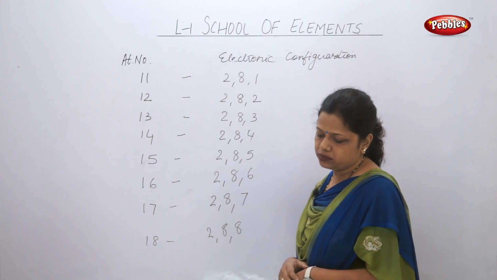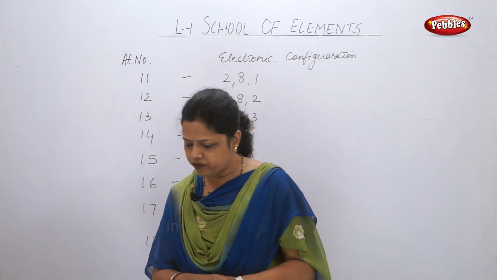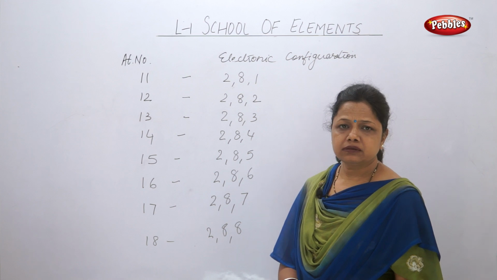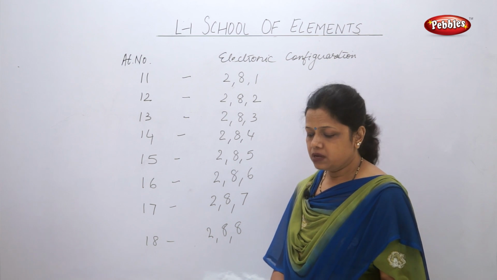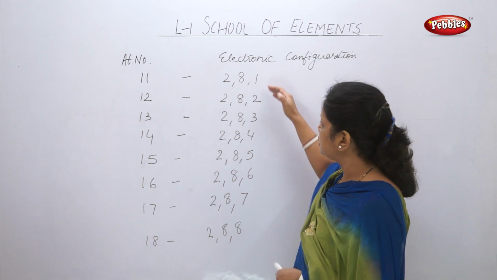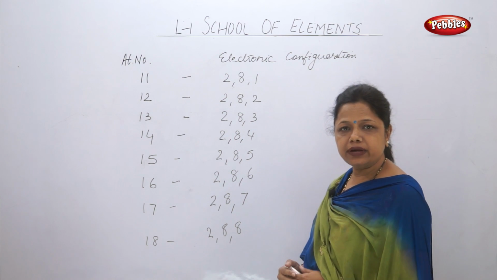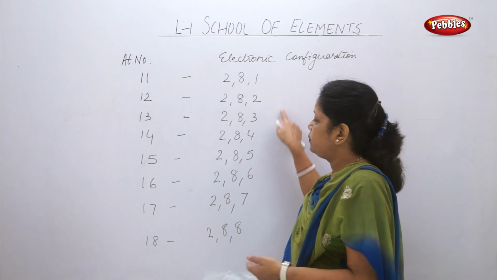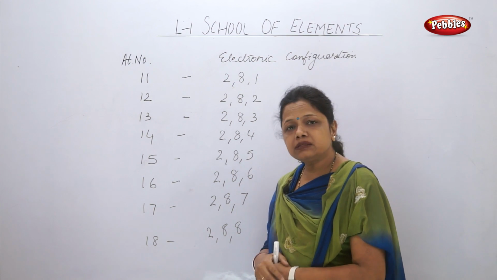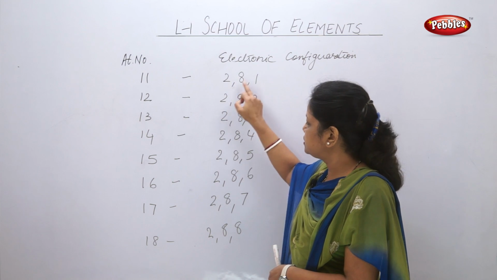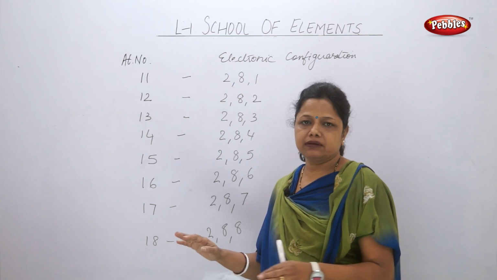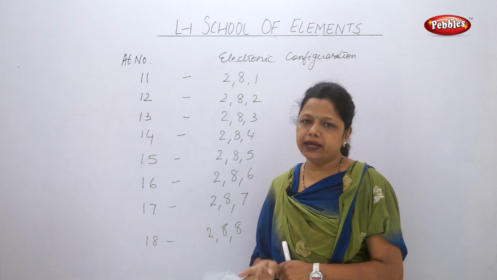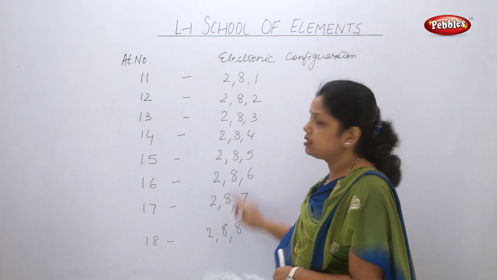Second question is related to this. Write what similarities do you find in the electronic configuration? Now I have written the electronic configuration. What similarities do you see? The first similarity is all contain 3 shells, right? Can you see? All from 11 to 18, all elements contain 3 shells. Second similarity, first shell and second shell in all are completed as per the rule. First shell can have maximum 2, second shell can have maximum 8. So every element has the same.